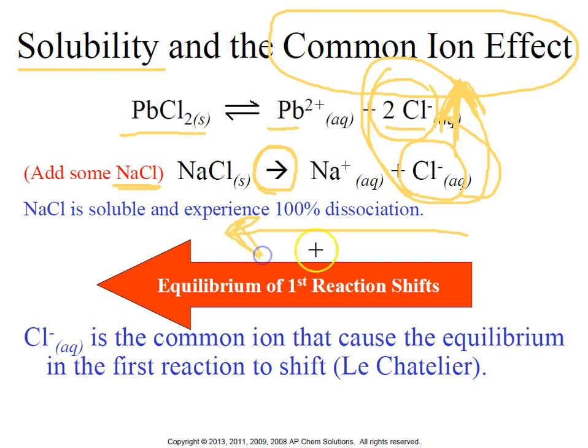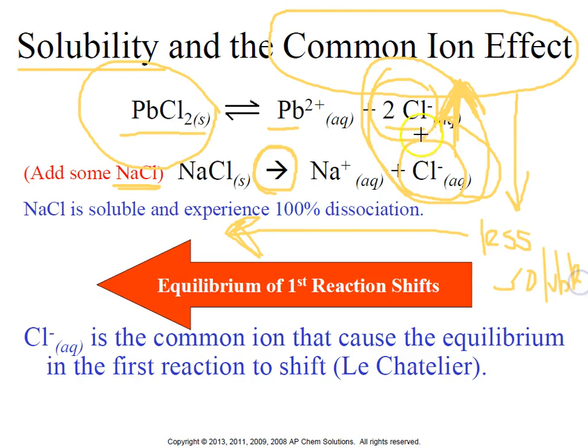And what's on the left-hand side? Your solid. So if you have a common ion, it's going to force the reaction back toward the solid, so it's going to make it less soluble. So what effect does a common ion have? It always makes it less soluble, because it's going to increase the concentration of that ion, forcing the reaction back toward the reactants where your solid is, your precipitate.